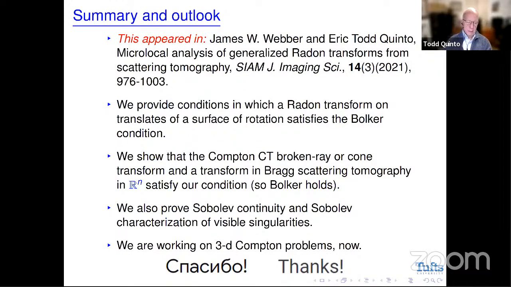And for those who don't know Russian, I have English on the right. Spasiba. Thank you all very much. Okay, thank you very much. Colleagues, any questions?